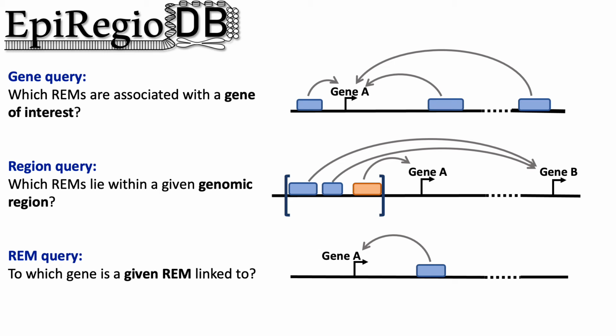EpiRegio facilitates your search for REM gene association through three different search queries. First is the gene query. If you have a list of genes, you can simply use the gene query to identify which are all the REMs associated with this particular gene. Second, if you have a region of interest which you would like to investigate, you can use the region query to identify the REMs located in this region and what are all the genes these REMs regulate. And third, if you already know the regulatory element which you are looking for, then you can simply use the REM query to identify the gene which is regulated by this REM.